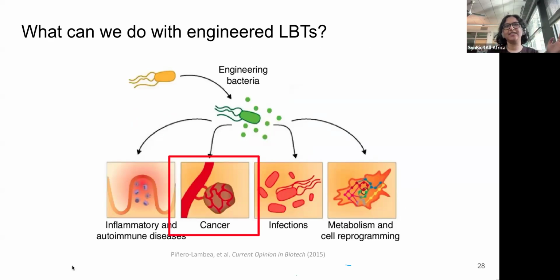And the truth is, on the paper's diagram, a lot of these therapies have focused on cancer, and it's primarily because it's really prevalent. It's a disease that affects a lot of people, and there's a lot of funding in the US for this. And so I wanted to talk a little bit about what advances have come in the last couple of years in terms of cancer related bacterial therapeutics.